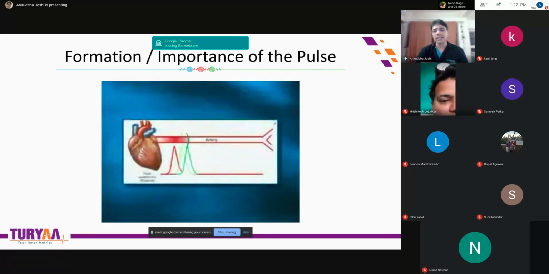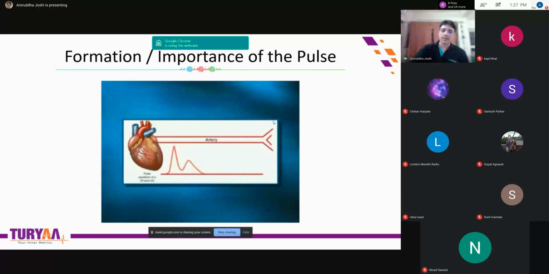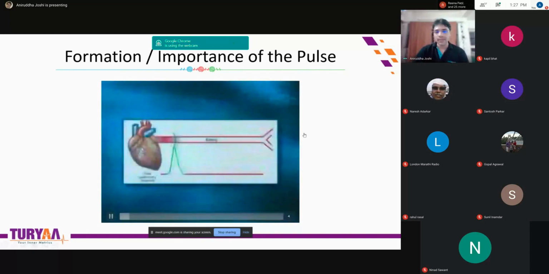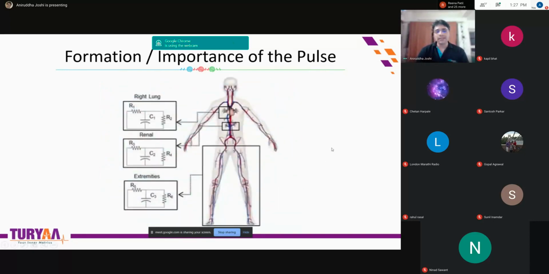So that's another explanation behind the formation or importance of the pulse, where if some portion is creating that reverse pulse, and some body part is not, we can guess there's something wrong here, something right there, and so on. The third theory is called the lumped model.